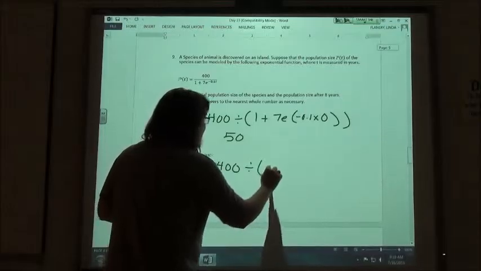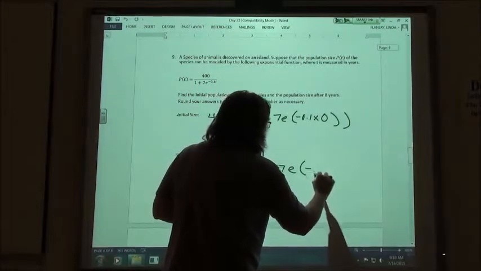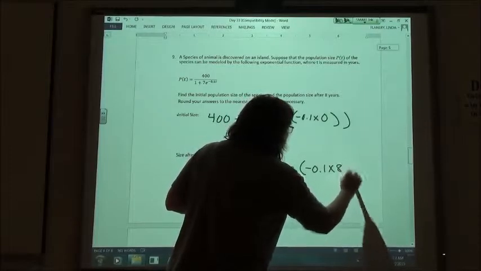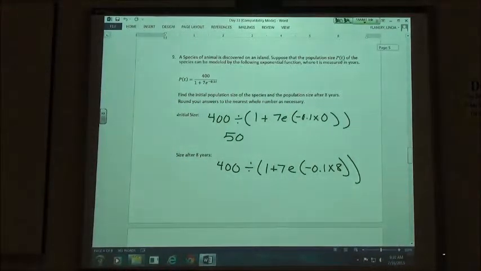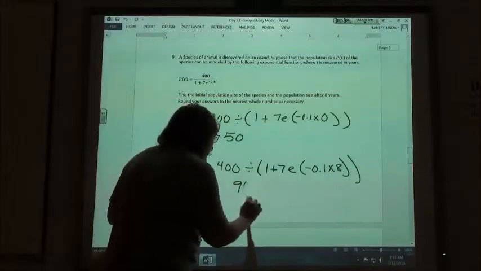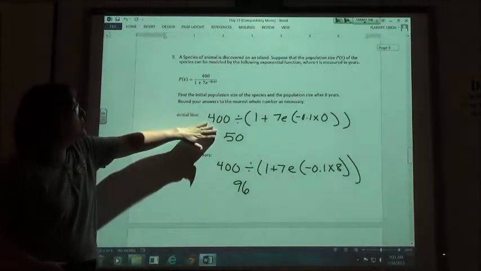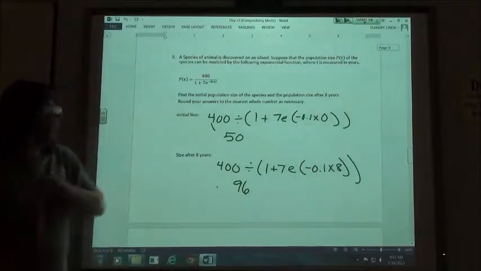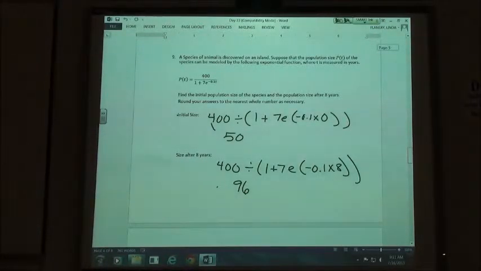After 8 years, so 1 plus 7e to the negative 0.1 times 8. Parenthesis, parenthesis. Negative 0.1 times 8. 96. So our initial population started out at 50. After 8 years, we now have 96 of whatever our species is.